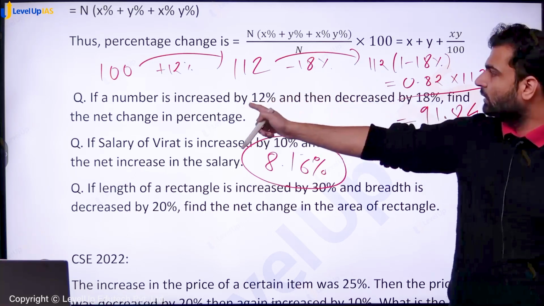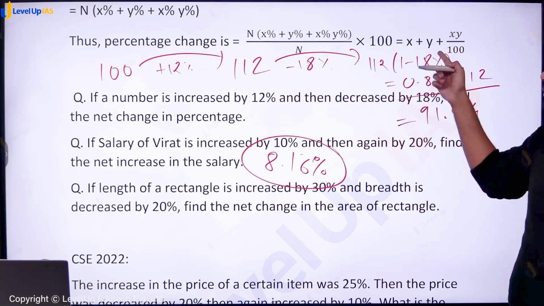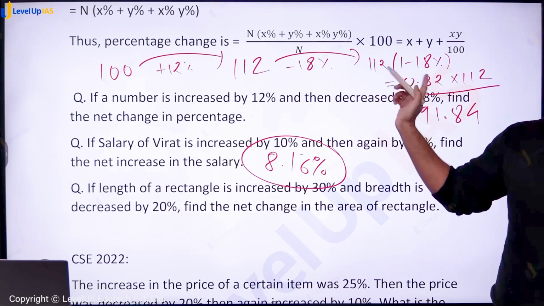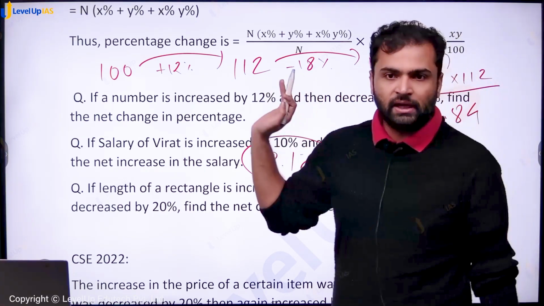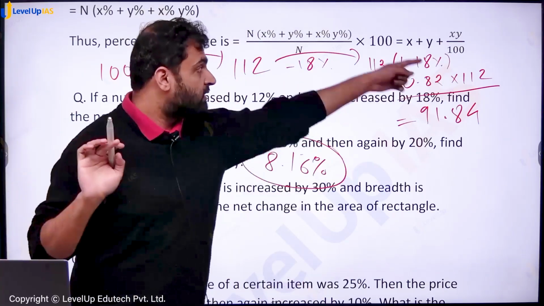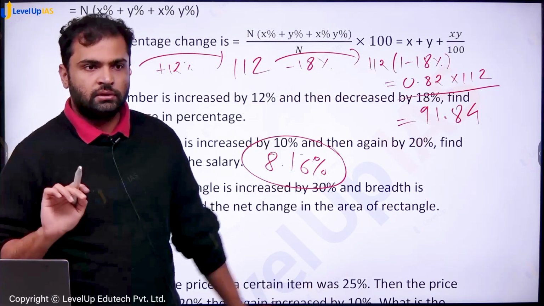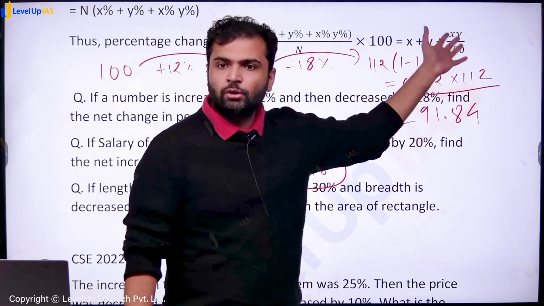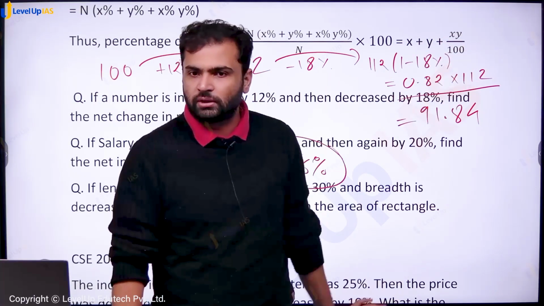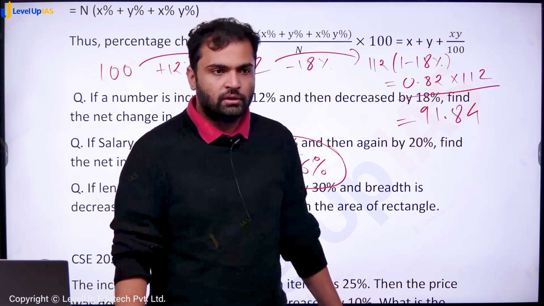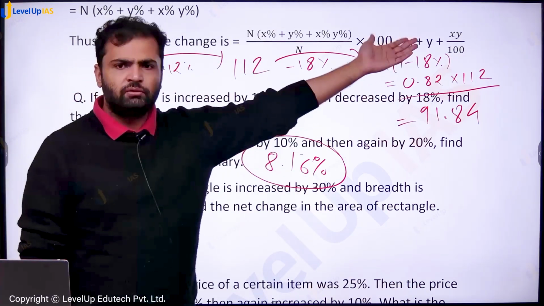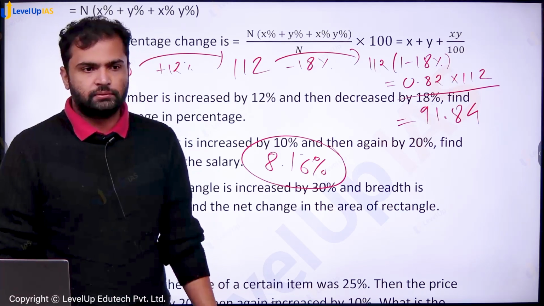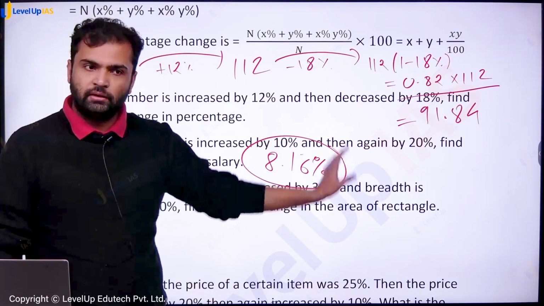You can put x is equal to 12 and y is equal to minus 18. Not 18, minus 18. You have to take signed values and you will get the signed answer from there. ठीक है? You can remember the formula. Put x is equal to 12, y is equal to minus 18, and you will also get the answer. No problem. But you can also do this if you don't want to remember the formula. That is also fine. ठीक है, समझ गए?